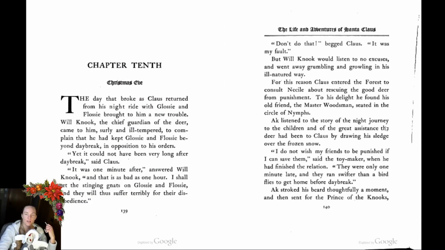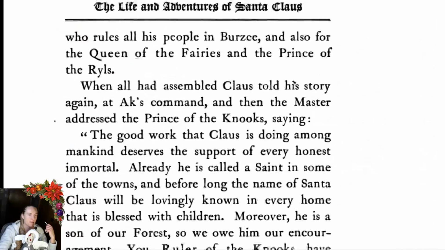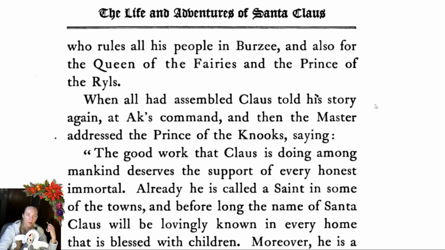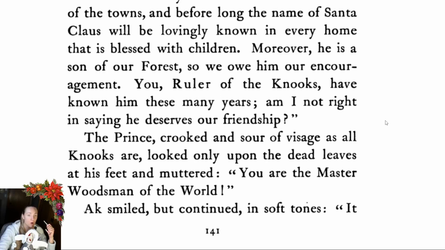Sent for the Prince of the Knooks, who rules all his people in Burzee, and also for the Queen of the Fairies and the Prince of the Rills. When all had assembled, Claus told his story again, at Ak's command, and then the Master addressed the Prince of the Knooks, saying, "The good work that Claus is doing among mankind deserves the support of every honest immortal. Already he is called a saint in some of the towns, and before long the name of Santa Claus will be lovingly known in every home that is blessed with children. Moreover, he is a son of our forest, so we owe him our encouragement. You, ruler of the Knooks, have known him these many years. Am I not right in saying he deserves our friendship?"